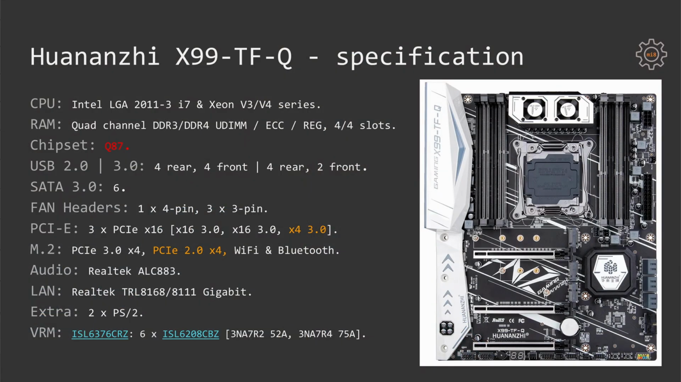Probably you have already guessed it, but Huananzhi X99-TF-Q is a cheaper version of Huananzhi X99-TF. Overall, the motherboard specification is very similar to the original X99-TF, but TFQ uses the desktop Q87 chipset. This chipset does not have as many SATA 3.0 ports, but we still have the same amount of USB 3.0 ports. Also, with the desktop chipset, we do not have any option to overclock unlocked CPUs such as the i7-5820K or any other Xeons which have an unlocked multiplier.